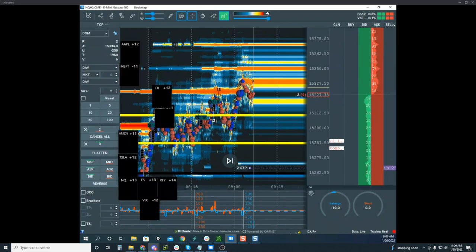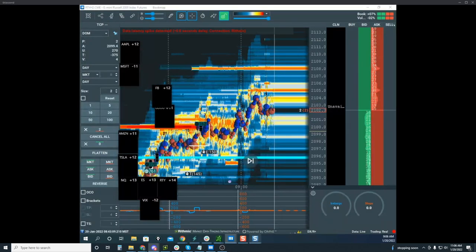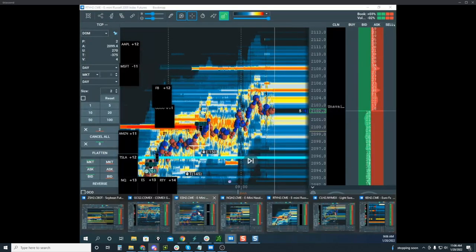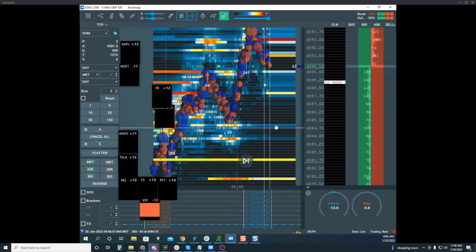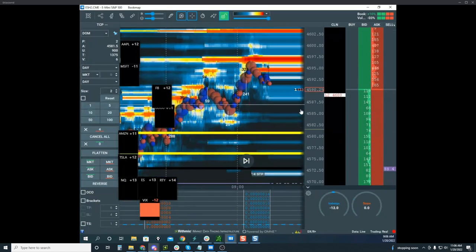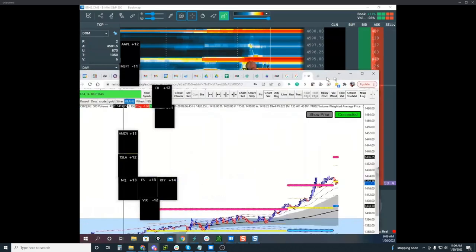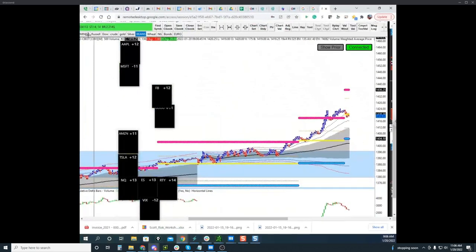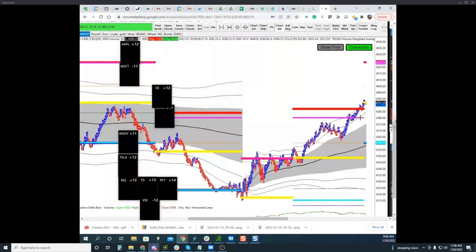All right, so on that, what am I looking for? I'm still on ES. So let's see if we drew new lugs here. Actually, we did, right? Getting confused now with everything. And there's new lugs right there, right?